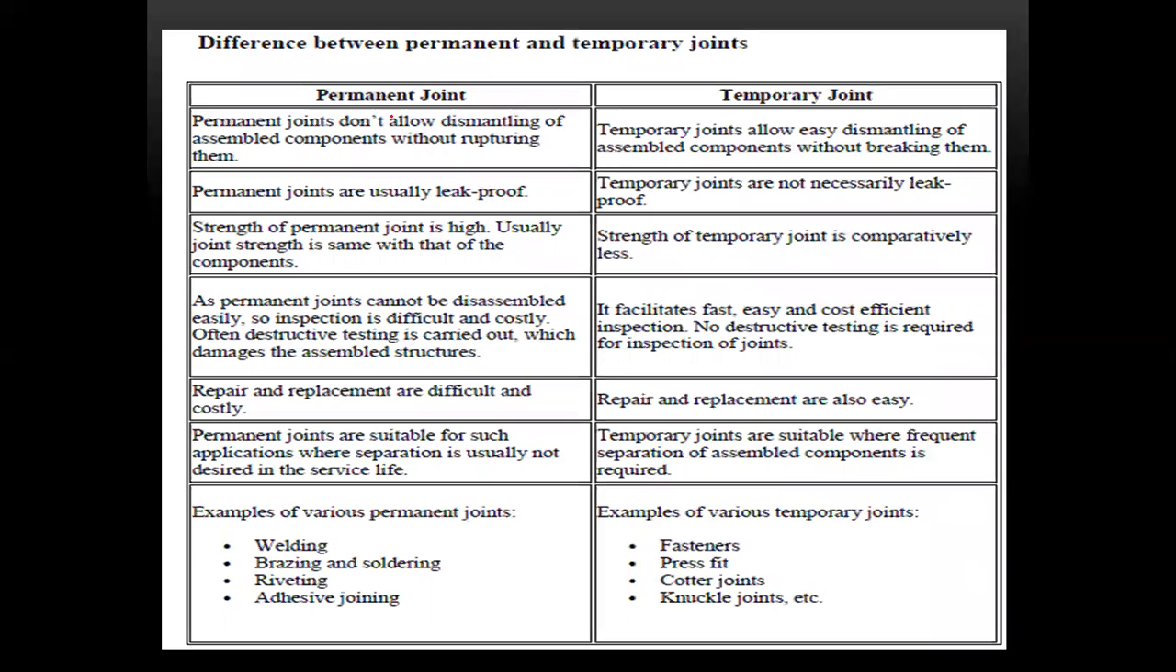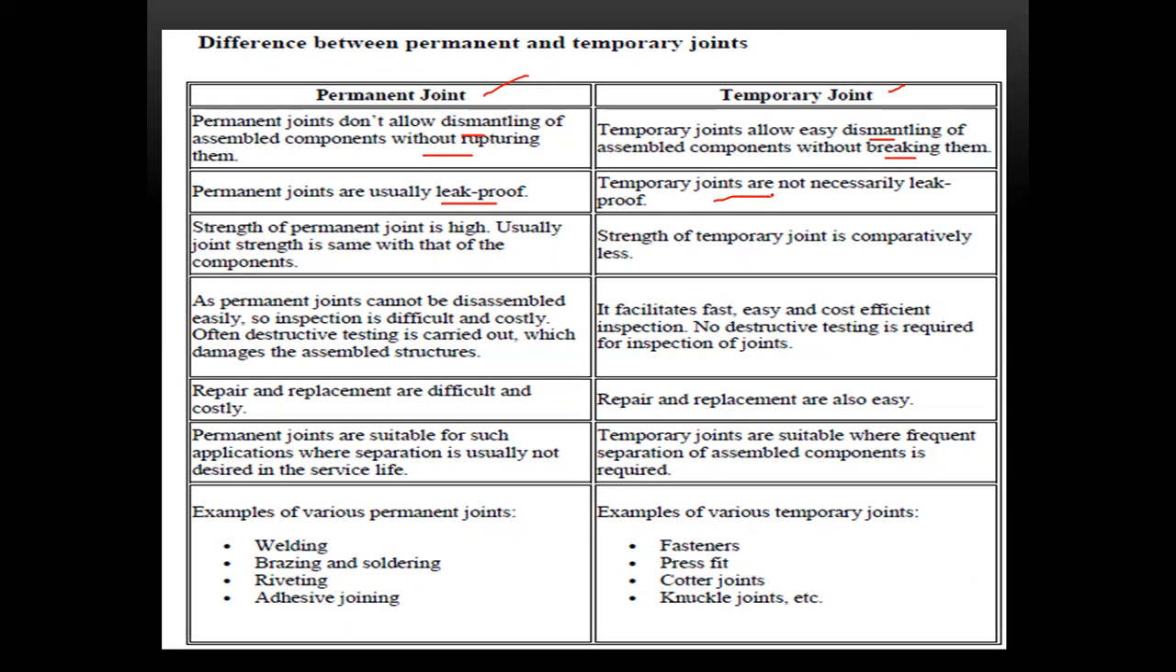Next, coming to the difference between a permanent joint and a temporary joint. A permanent joint does not allow dismantling of assembled components without rupturing them. Temporary joints allow easy dismantling. Dismantling means separating the assembled components without breaking them. Permanent joints are usually leak proof. Whenever you have any gas or liquid in a container, leakage does not occur. That is a permanent joint.